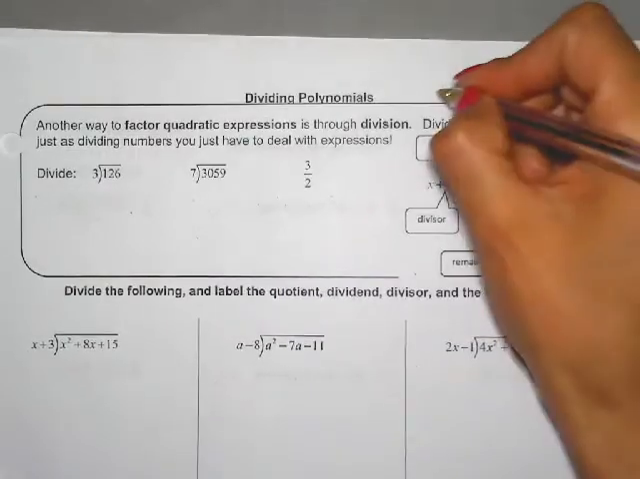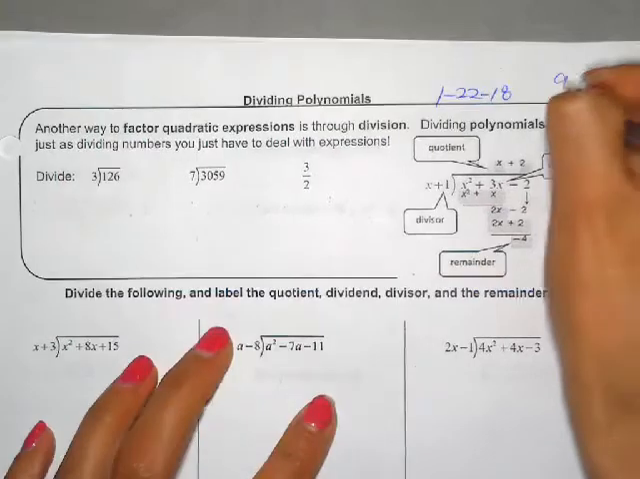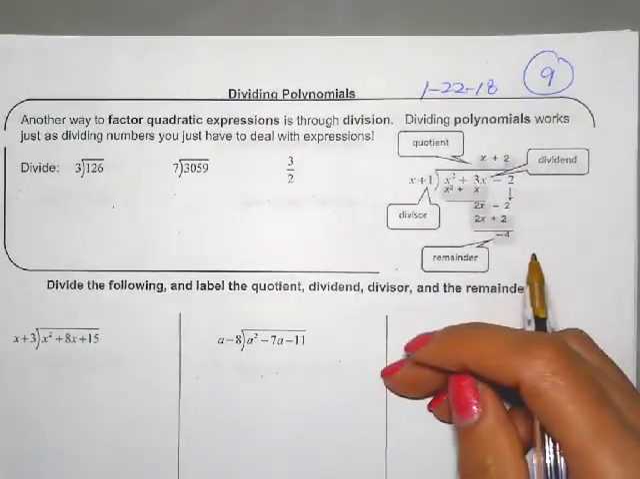Today is January the 22nd, 2018. This is going to be number 9 in our binder. Today we're going to be dividing polynomials.